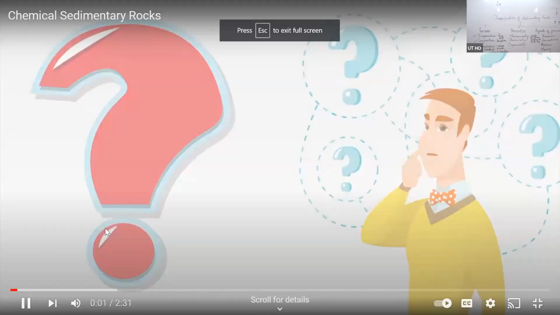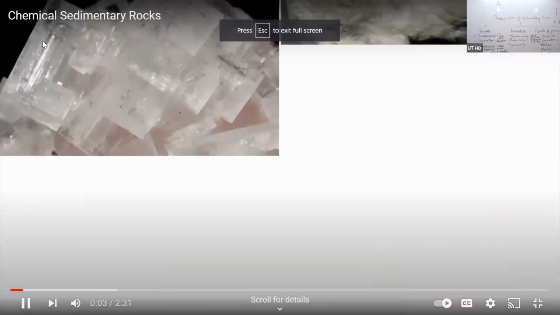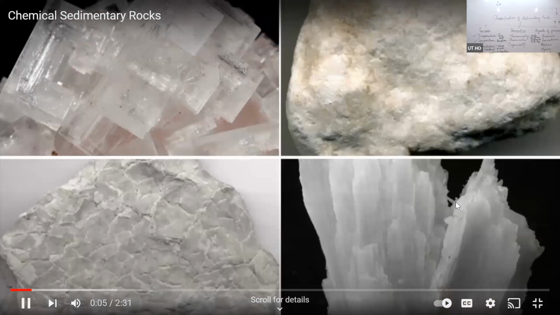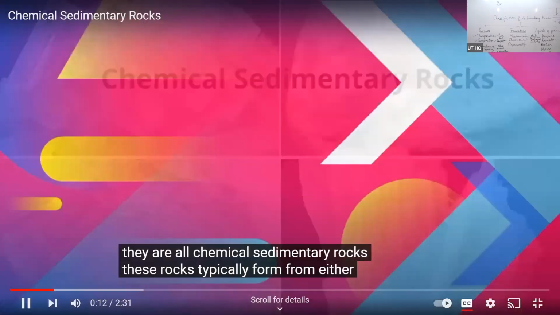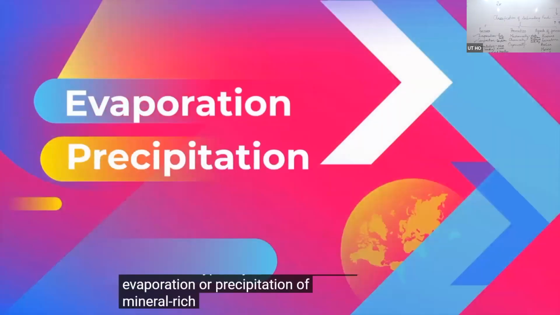What do these rocks have in common? Halite, gypsum, anhydrite and limestone. They are all chemical sedimentary rocks. These rocks typically form from either evaporation or precipitation of mineral-rich waters.